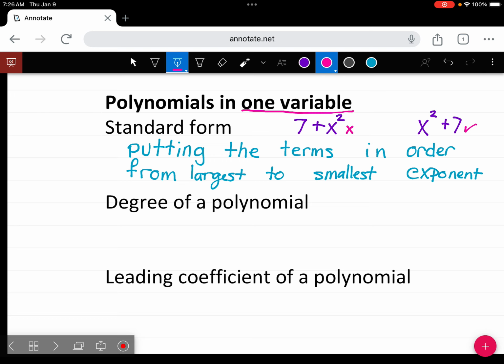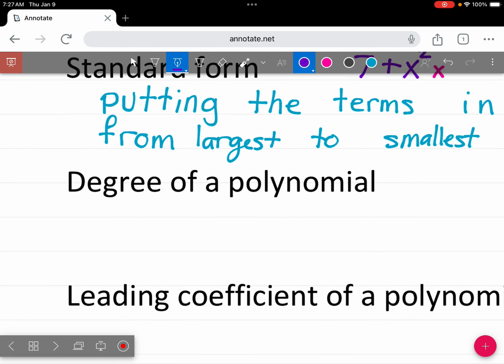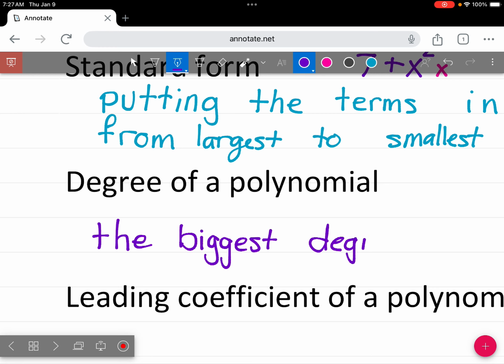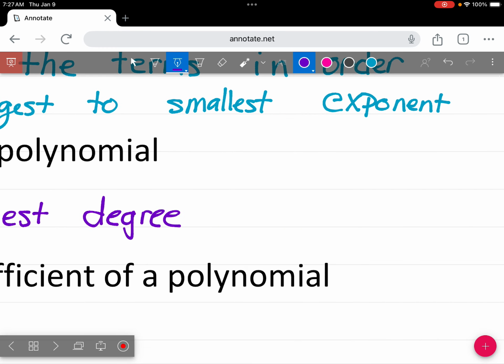All right. So the next thing we're going to talk about is the degree of a polynomial. So we talked about our degrees yesterday for our little individual pieces, but the degree of a polynomial is going to be the largest degree, or the biggest degree, of any one term. And I promise I will show you what this means here in just a second. Any one term.